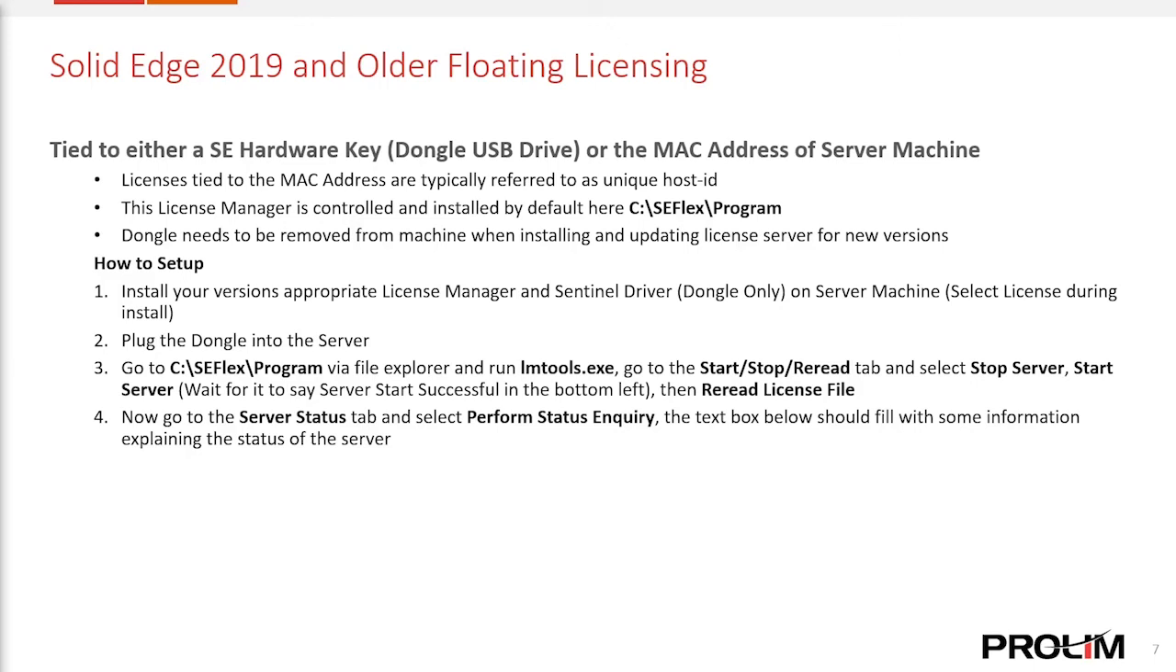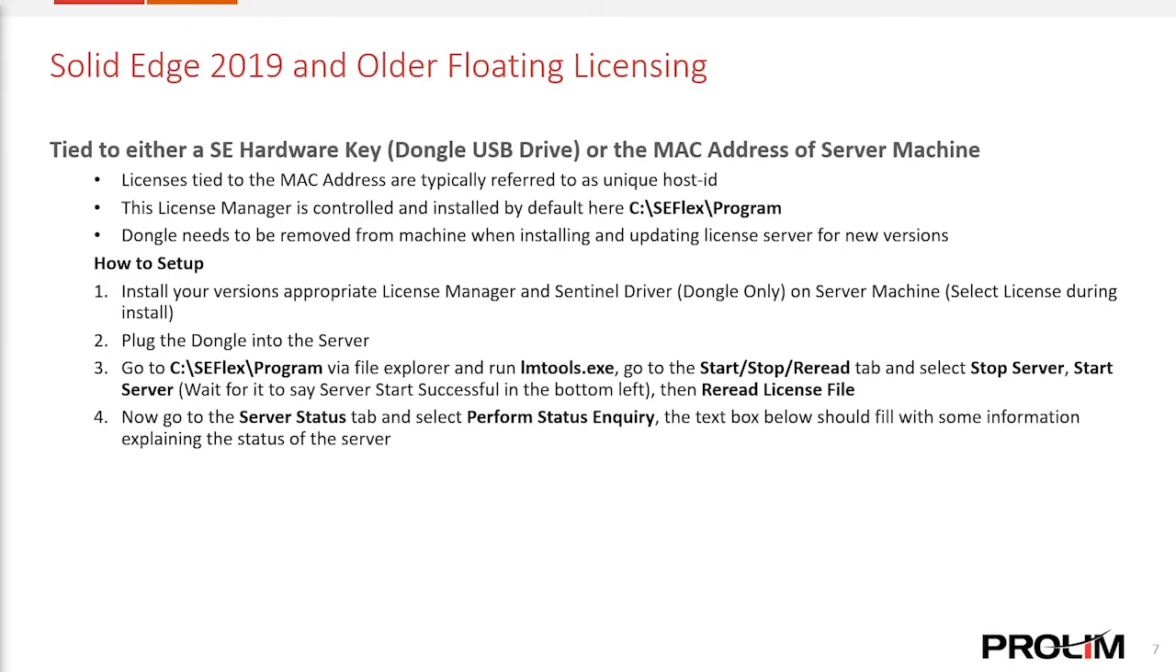The location of the license manager will be your C drive, SE Flux program folder. And the dongle side of this licensing variant is kind of finicky, in that you need to make sure the dongle is unplugged from the server or client machine that's hosting the license manager during the installation process. Otherwise, you could screw up the dongle.